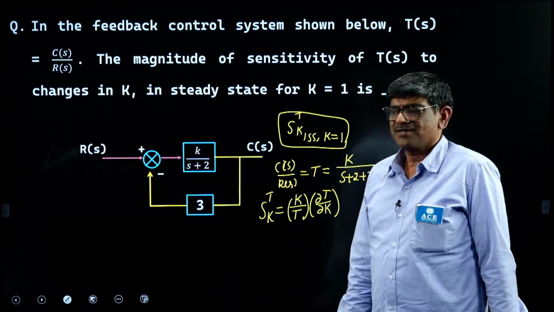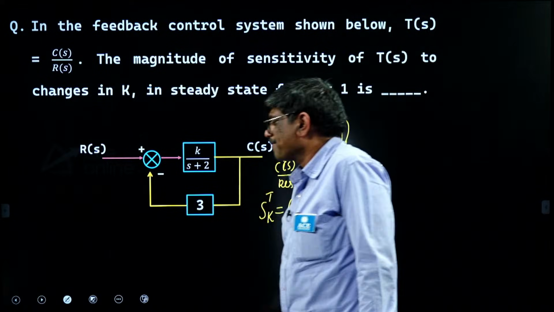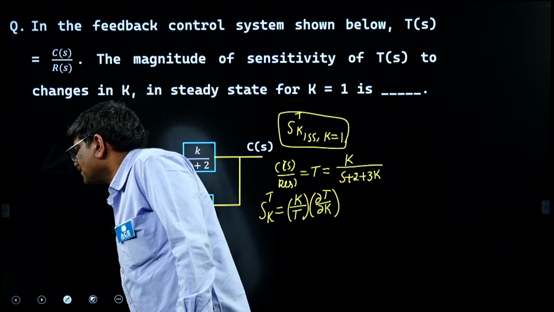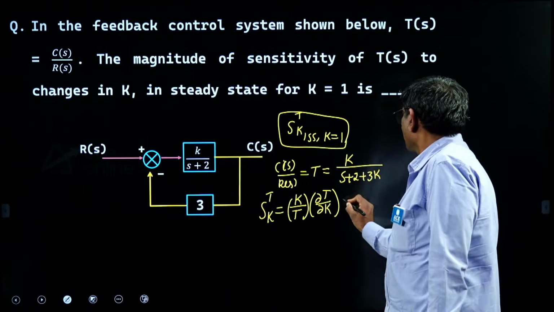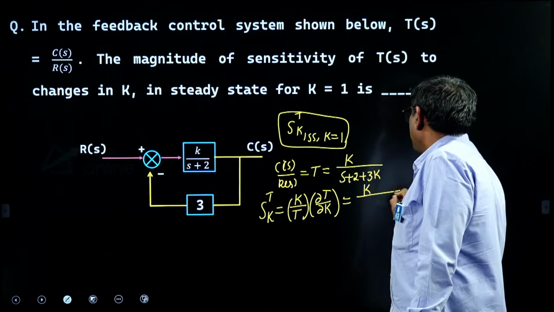What is the answer? Anybody can tell the answer? K by T, T equal to what?